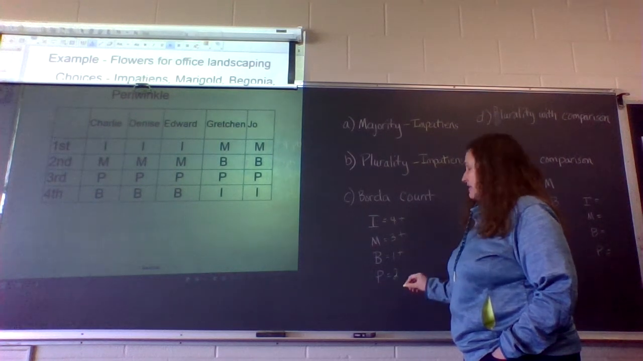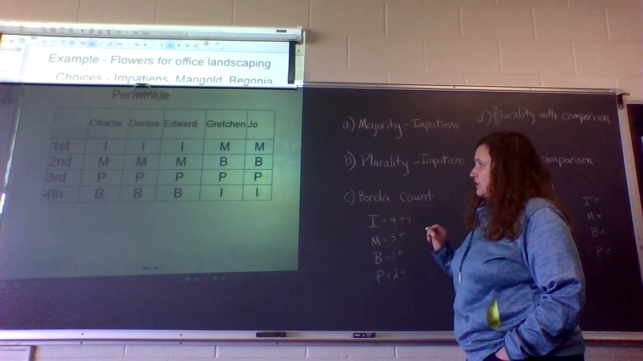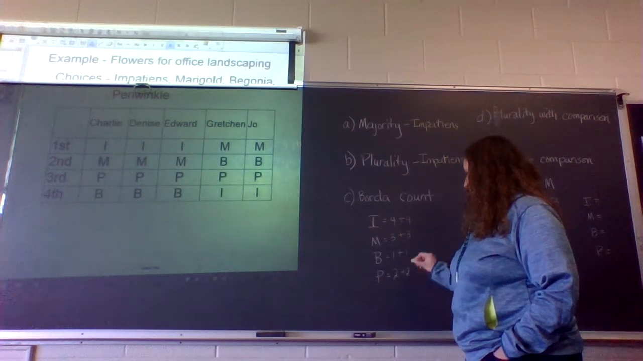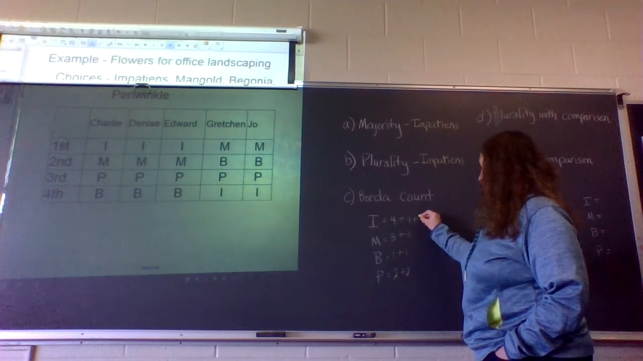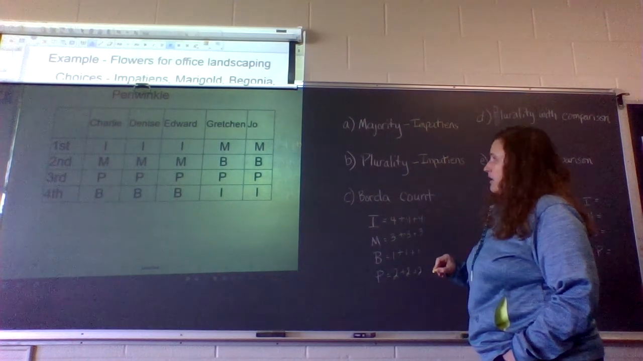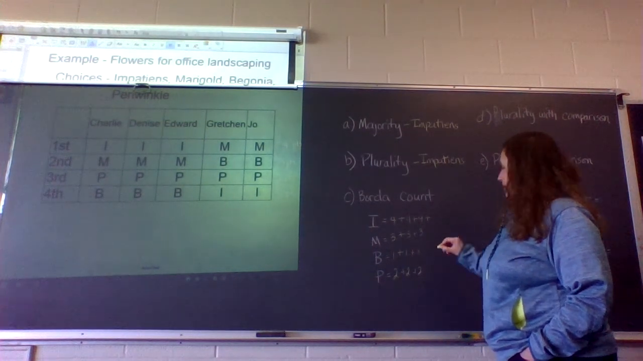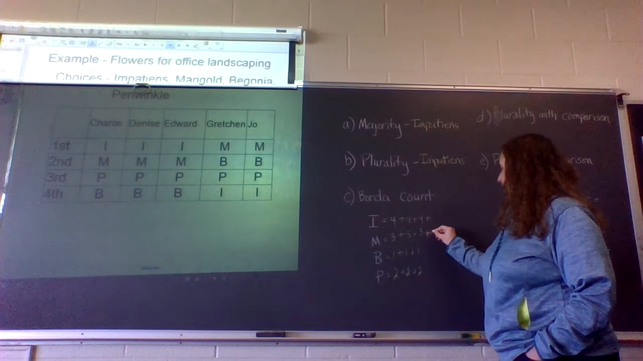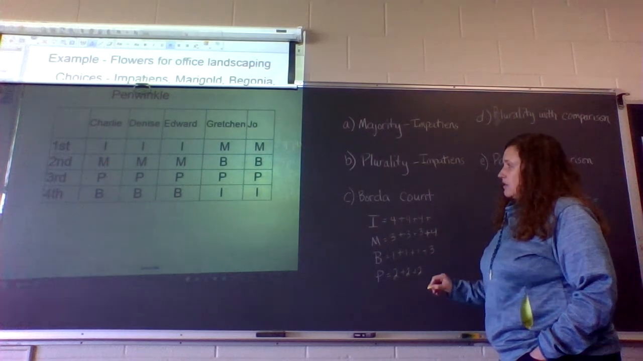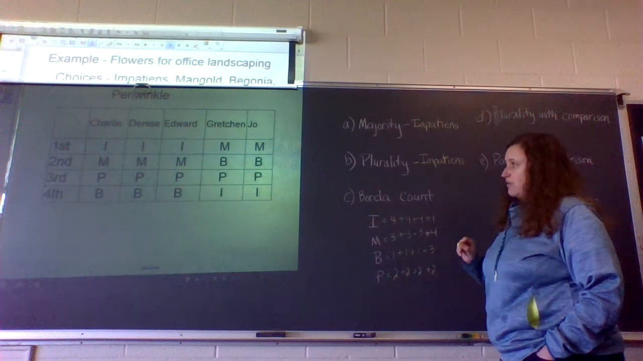I'm going to add now Denise's scores. So Denise gives 4 for impatiens, also 3 for Marigold, also 1 for Begonia, and also 2 for Periwinkle. Same thing for Edward, gives 4 for that, 3 for Marigold, 1 for Begonia, 2 for Periwinkle. All right, now let's look at Gretchen and Joe. So Gretchen gives 4 points for Marigold, so I'm adding in 4 points for Marigold, gives 3 points for Begonias, gives 2 points for Periwinkle, and gives only 1 point for impatiens.